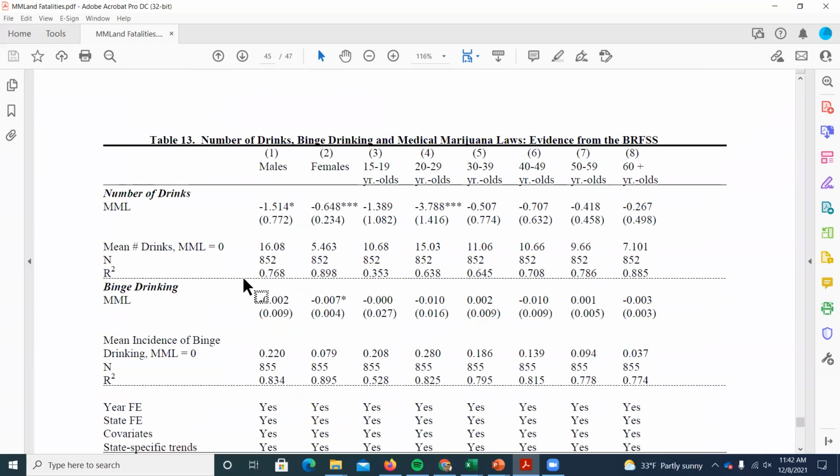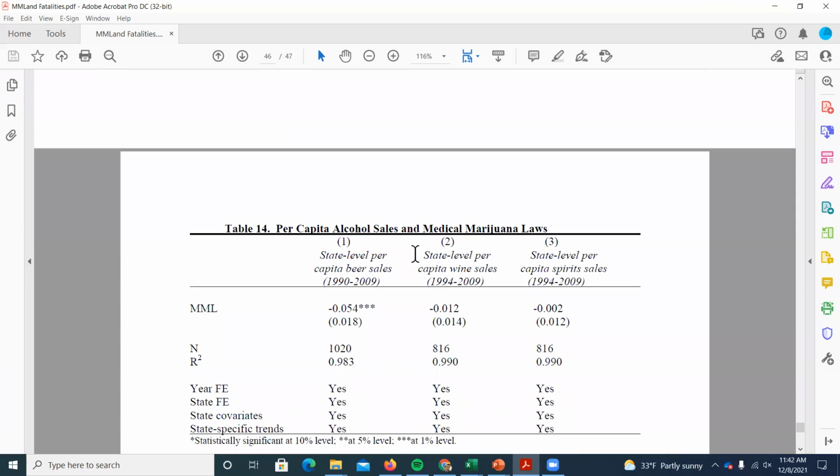Just to mention, what they did down here, these were some measures of alcohol use, and you can see most of these estimates are negative. Not all of them are significant. They're primarily being driven at younger ages. They looked at state level sales. They saw some reduction in beer sales. For wine or liquor, there was no real impact.